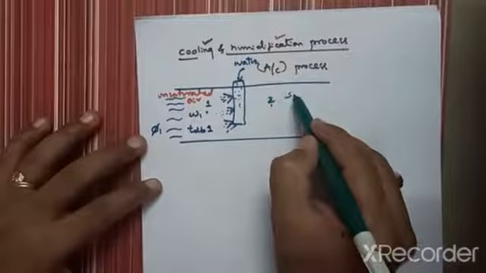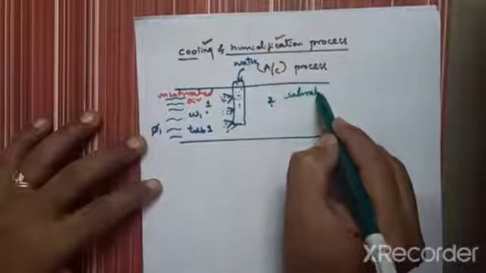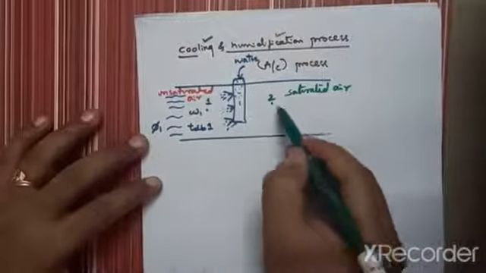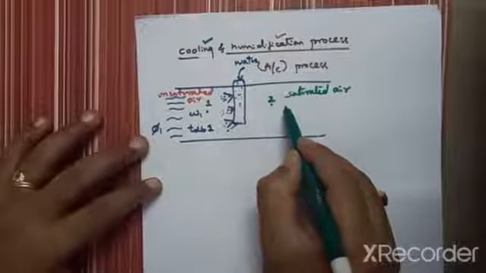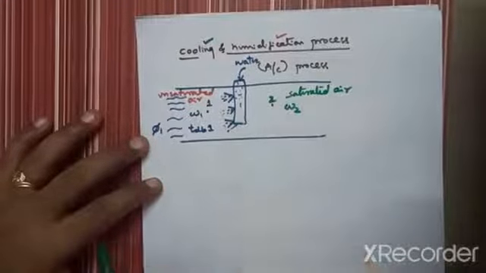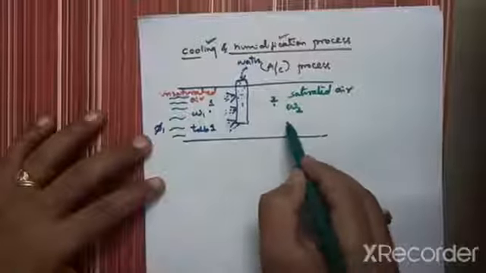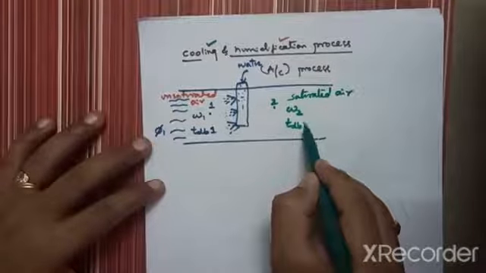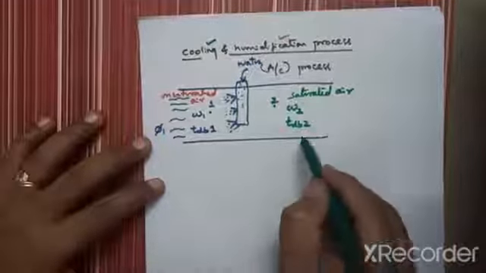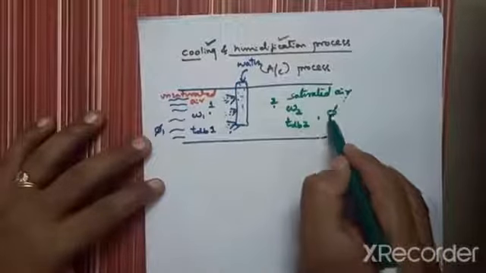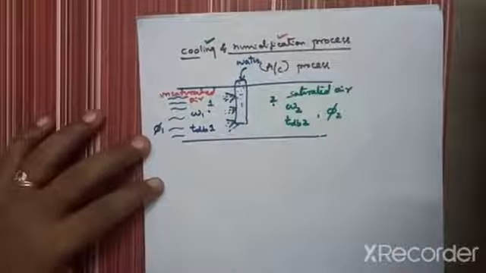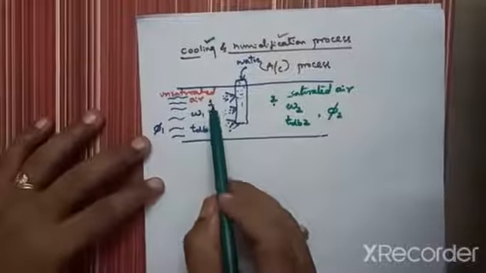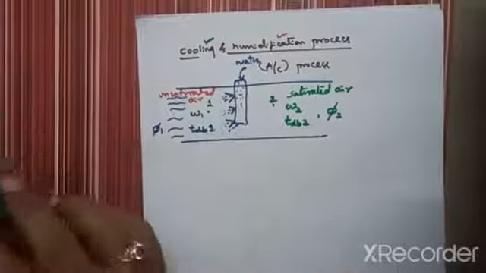Here I will write saturated air. Now what is the moisture content at point number 2? That is omega 2. And what is the temperature at point number 2? That is the dry bulb temperature at point number 2, TDB2 notation. Similarly the relative humidity is phi 2 in percentage. Now we will write the properties, like which is more at point number 1 or point number 2.